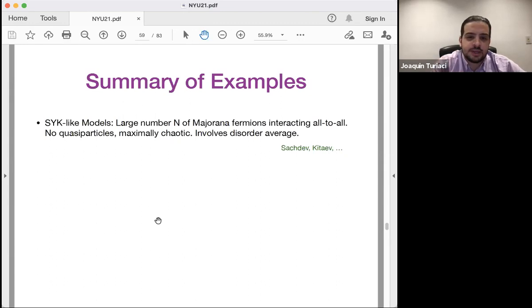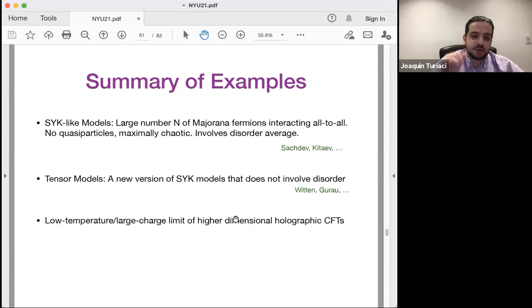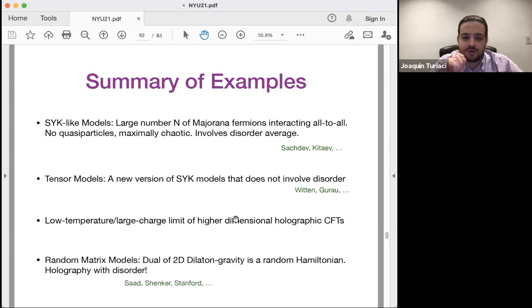Okay. So a summary of the examples that I mentioned so far. There are these SYK-like models that are relevant for condensed matter. Now they involve this disorder average that you might think is a problem. So people also came up with models that do not have this disorder average. They are called tensor models, that have exactly the same features that I mentioned before, that were proposed by Witten and other people. You have this low temperature, large charge limit of higher dimensional CFTs. And you have also random matrix models that will be the subject of the next part of the talk.